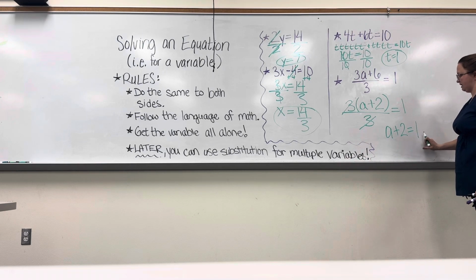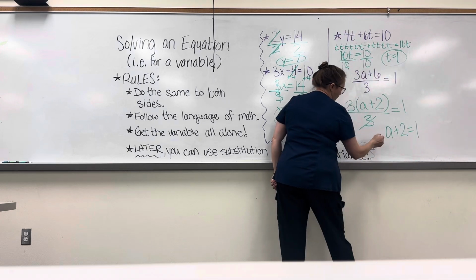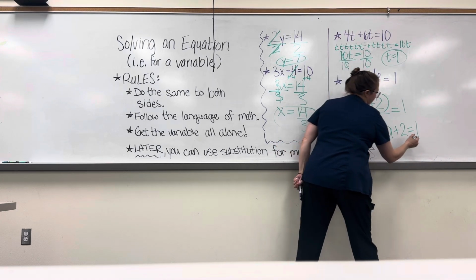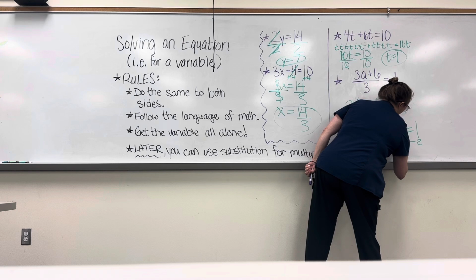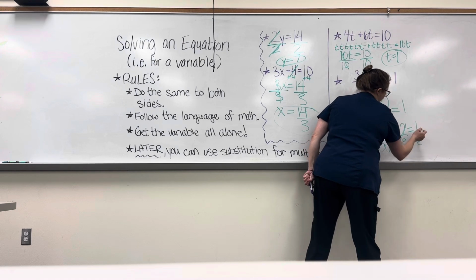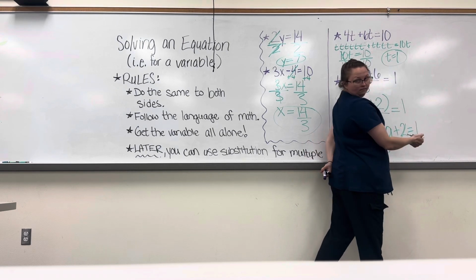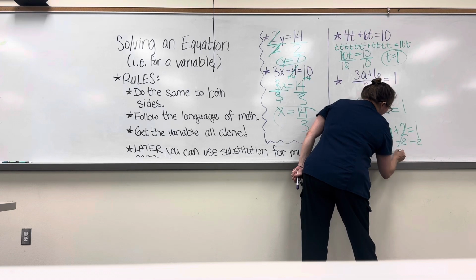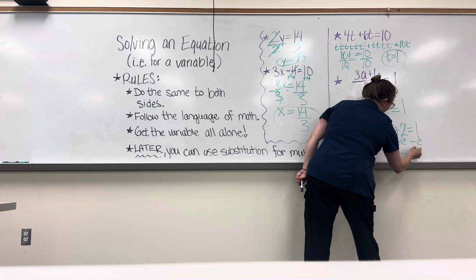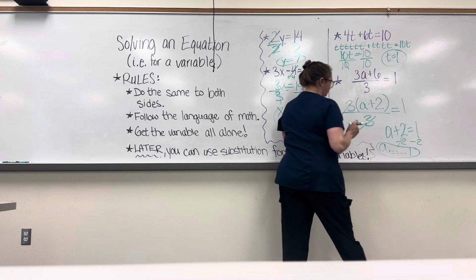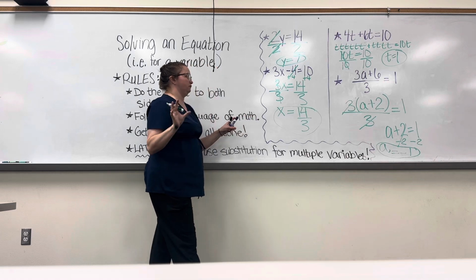Subtract 2 from both sides, and you're going to get, cancel, 1 minus 2, a equals -1. So that's how you solve for a variable.